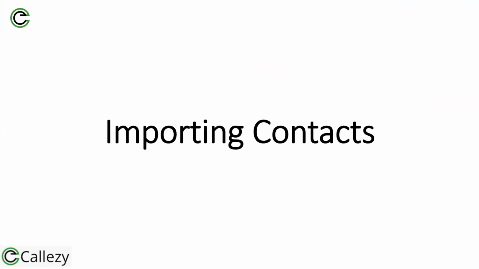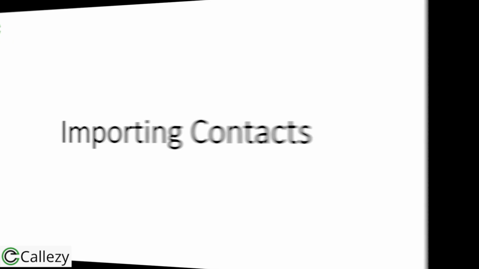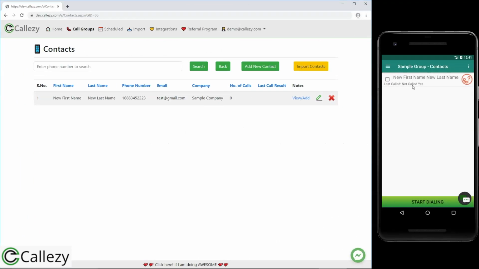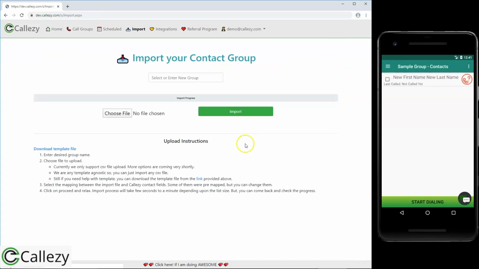Now let's see how we import contacts into a group. To import contacts into a group, you can simply click on import contacts, and you can either select the existing group or enter a new group. Let's say new import group.